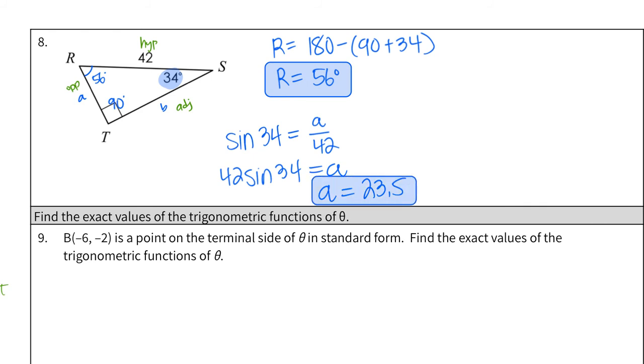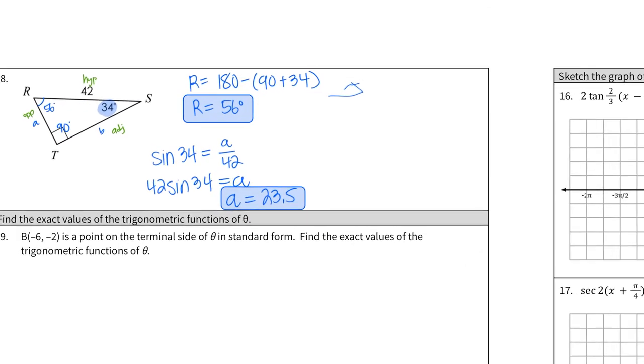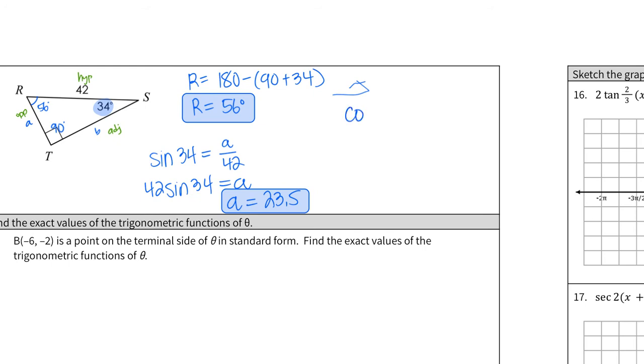Okay, now let's solve for little b. Little b is adjacent. And I'm going to keep using hypotenuse just because that one already has a number. So adjacent and hypotenuse, that would be cosine. So cosine of 34 is little b over 42. So this is really similar to the one that we just finished doing. Type that into your calculator, round to the nearest tenth, and I am getting 34.8.